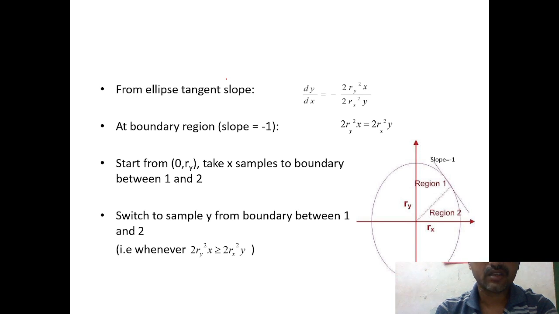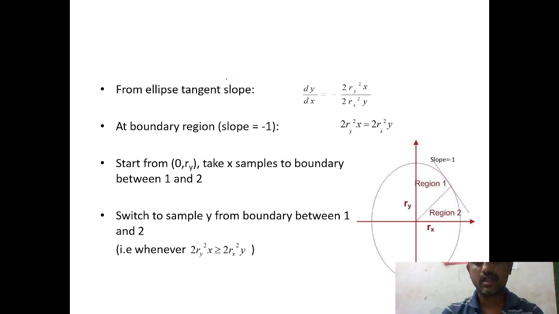From the ellipse tangent slope, dy by dx equals minus 2 ry square x by 2 rx square y. At the boundary of the region, the slope equals minus 1, so 2 ry square x equals 2 rx square y. Start from (0, ry), take x samples up to the boundary between region 1 and region 2. Then switch to sampling y from the boundary between 1 and 2, where 2 ry square x is greater than or equal to 2 rx square y.